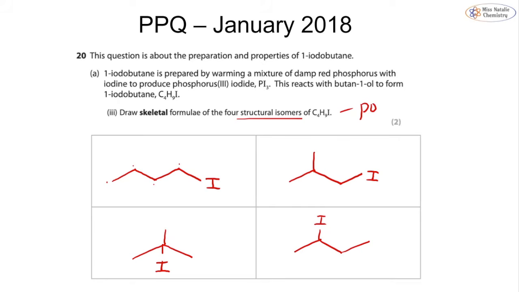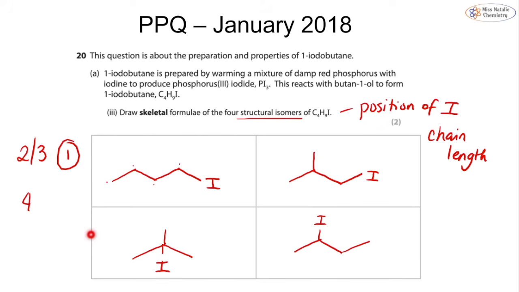at the position of the iodine atom and then look at the chain length. And all you do is you either move the position of the iodine or you keep the iodine where it is and you reduce the chain length until you get all 4 isomers. If you got 2 or 3 correct, you would get 1 mark. If you get all 4 correct, you would get 2 marks.